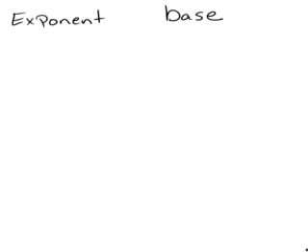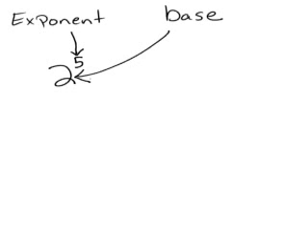Like to talk about exponents and what we call the different parts of an exponent. If you have 2 to the 5th power, then the exponent itself is that little raised number, and the base is the big number. Okay, the difference between the two is the base is what's being multiplied, and the exponent tells us how many times to multiply that base.